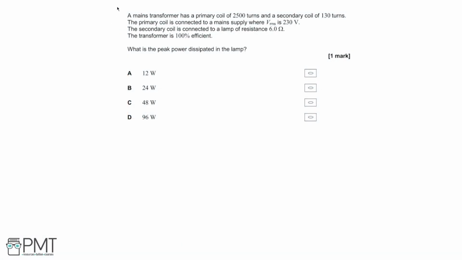This question is about transformers. The question says, a mains transformer has a primary coil of 2,500 turns and a secondary coil of 130 turns. The primary coil is connected to a main supply where V RMS is 230 volts. The secondary coil is connected to a lamp of resistance 6.0 ohms. The transformer is 100% efficient. What is the peak power dissipated in the lamp?